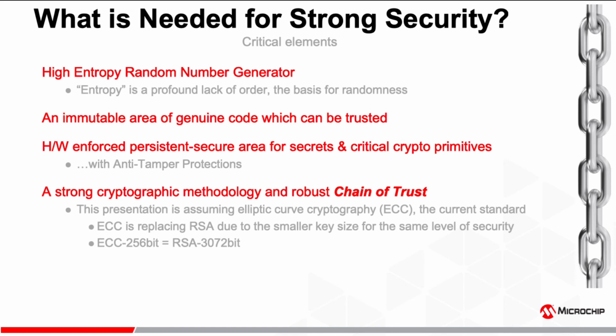You need a strong cryptographic methodology and a robust chain of trust. This presentation is assuming elliptic curve cryptography, which is the current standard. ECC has essentially replaced RSA due to the smaller key size and similar levels of security. ECC 256-bit is roughly equivalent to RSA 3072-bit. So ECC is a very robust methodology to use.